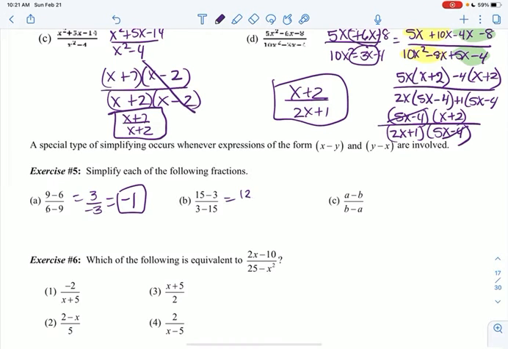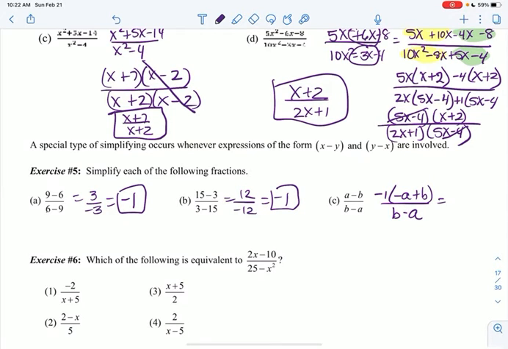15 minus 3 is 12. 3 minus 15 is negative 12. And again, I'm left with a negative 1. So if the numbers are the same, but the signs are different, then you're left with a negative 1. So the same thing happens with this a minus b. Just to show you, if I factor out a negative 1, I'm left with negative a plus b. And on the bottom, I have b minus a. Well, that is negative a plus b. Okay, b minus a and negative a plus b is the same thing, so then they can cancel.